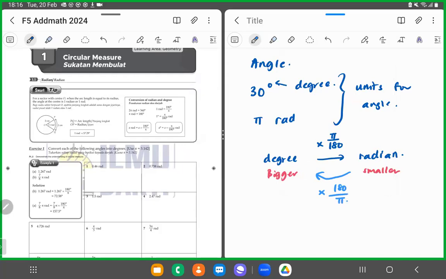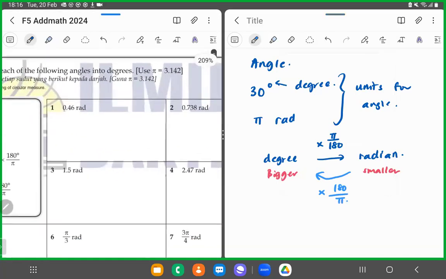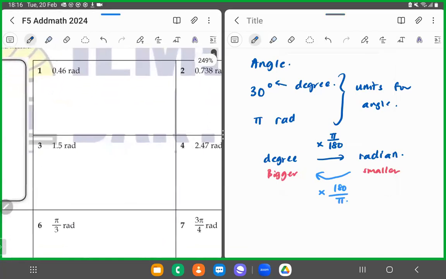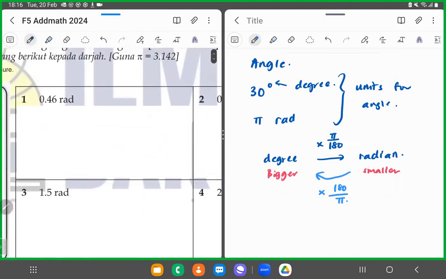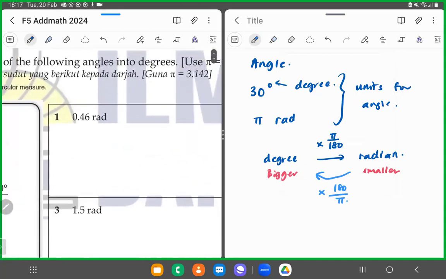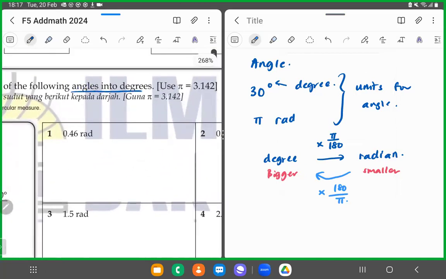Okay, no problem. For the very first part here, we have angles measured in radians. So let's say this one, 0.46 radian. The question asks us to change the following angles to degrees. I want to change it to degrees, so I will need to multiply by 180 over pi. So 0.46 times 180 over pi, and your pi is 3.142. Can you please take out your calculator and get the answer?